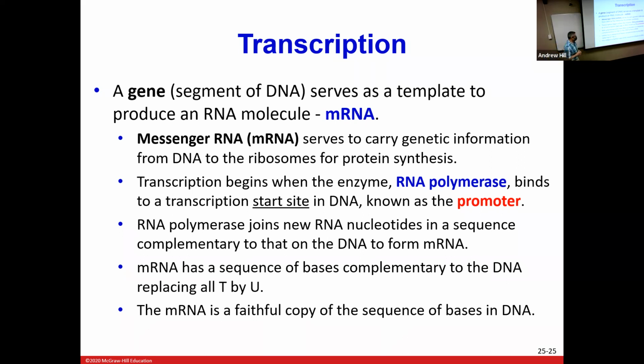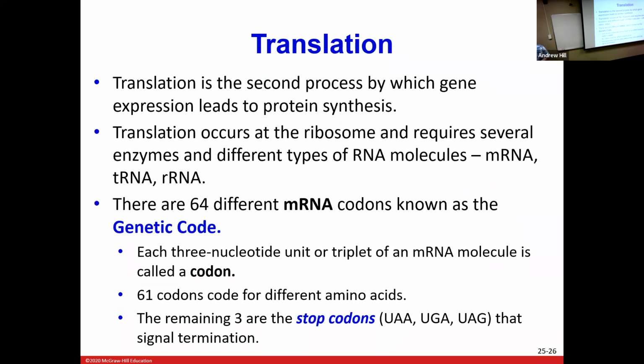I mentioned that earlier. And then messenger RNA is a faithful copy of the sequence of bases in DNA. All right, so let's go through this. I think I already mentioned most of this, but the translation phase is the second process with which gene expression leads to protein synthesis. Translation occurs at the ribosome, requires several enzymes and different types of RNA molecules: messenger RNA, transfer RNA, ribosomal RNA.